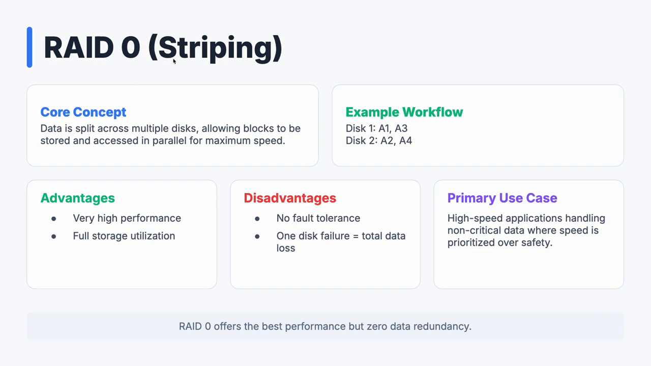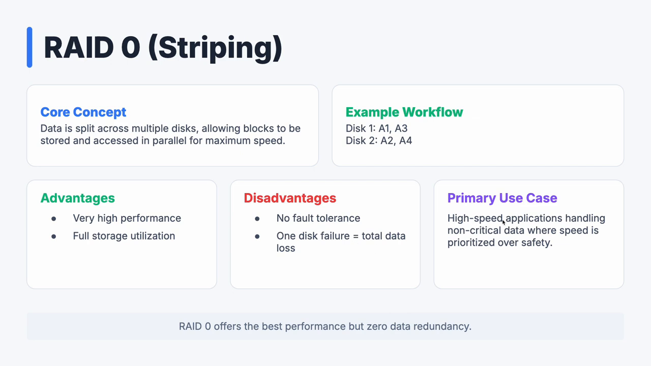So as we talked about striping, the core concept is to split the data across multiple disks, which will allow blocks to be stored and accessed in parallel for maximum speed. So we are maximizing speed. We are splitting, A1 is here, A2 is there, A3, A4. Advantage, very high optimization, full storage we are using. But disadvantage, if a disk is lost, then data is lost. So it offers best performance, but we have a disadvantage of disk failing.